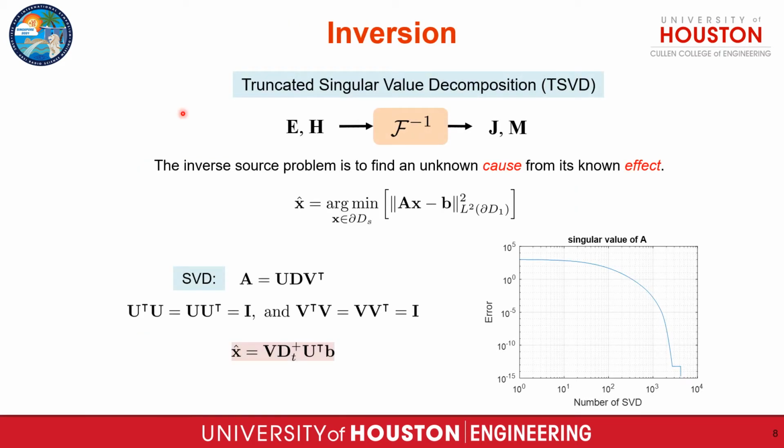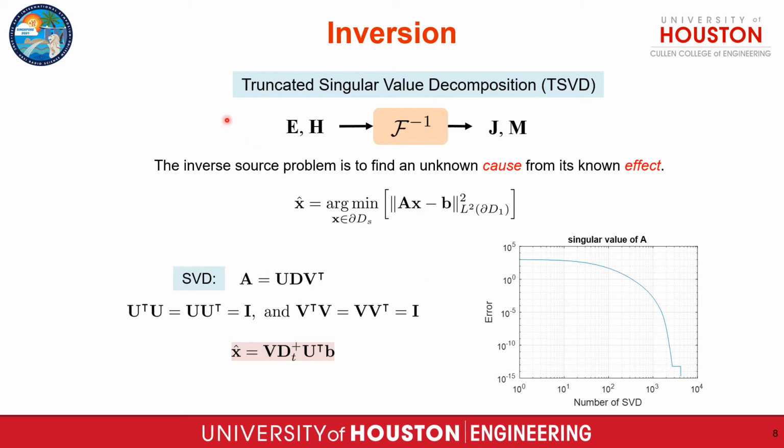After talking about the forward modeling, in this slide I will talk about the inversion. The inversion is exactly opposite to forward modeling. That is, we need to figure out the J and M from E and H field. So the inverse source problem is to find an unknown cause from its known effect. So as I mentioned, this inversion is formulated as an optimization problem that minimizes the cost function. Here we need to add the regularization to stabilize the solution.